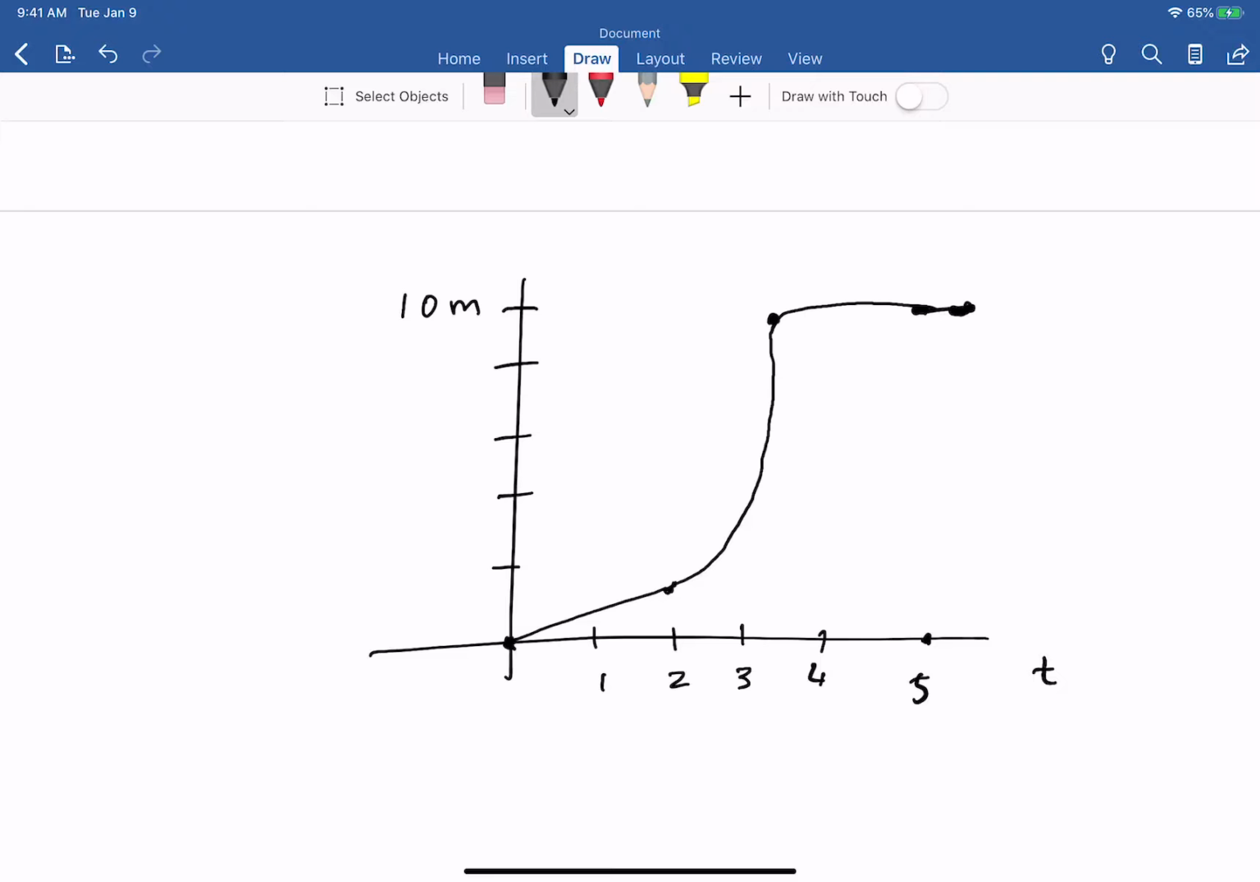Okay. Suppose you are interested in finding the instantaneous velocity of the object somewhere over here, or maybe somewhere over here at 3 seconds. All right. So the object is moving pretty fast over there because it's covering a really large distance in a very short period of time. And you want to know what is its speed exactly at 3 seconds, right?